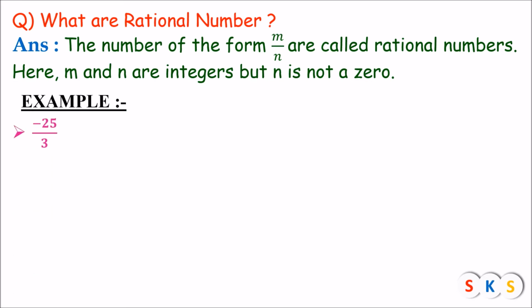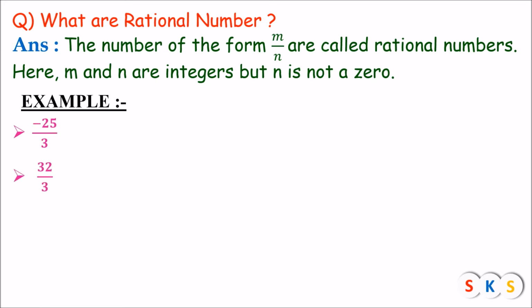Here we have the first example, minus 25 upon 3. It is a fraction. You can see here the numerator is minus 25, which is a negative integer, and the denominator is 3, a positive integer. So here we have a fraction whose numerator and denominator are integers, and the denominator is not 0. Therefore minus 25 upon 3 is an example of a rational number.